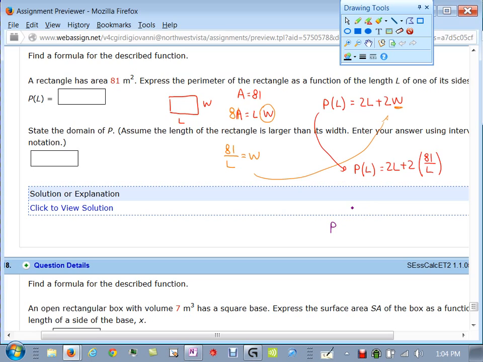oh, I switched colors. Why is it switching colors? Whoa, that's weird. Don't know why that happened. My perimeter now is 2L plus 162 over L. That is the perimeter as a function of the length. So for any rectangle that has an area of 81 square meters, the perimeter of that must be twice the length plus 162 divided by the length.